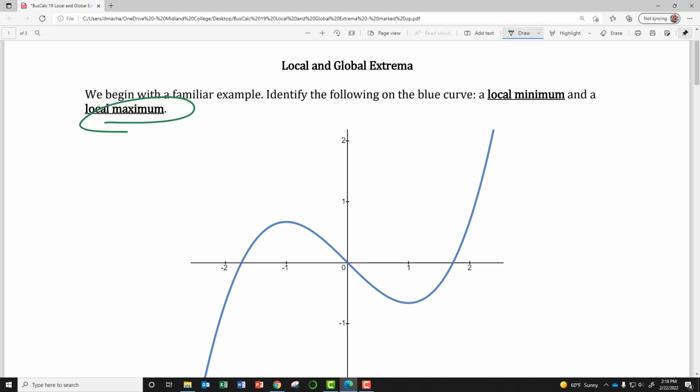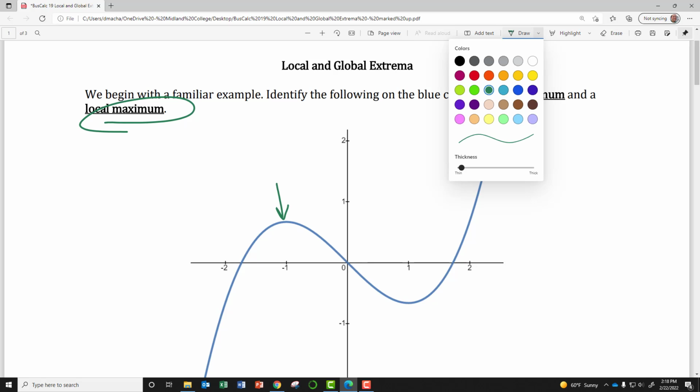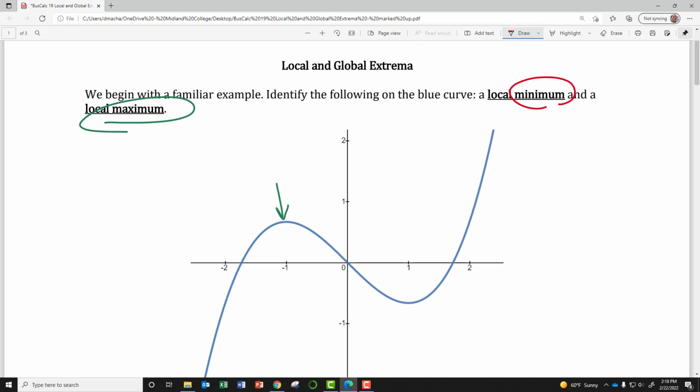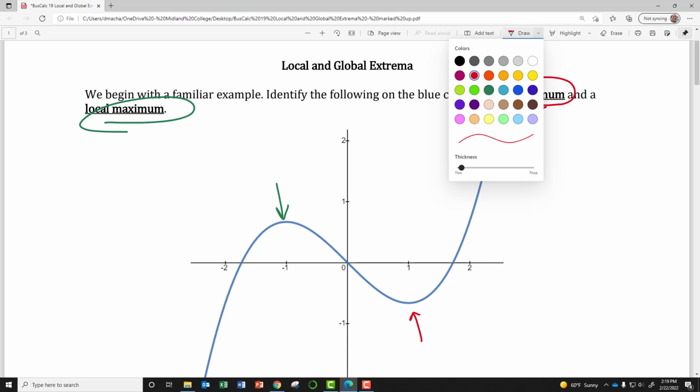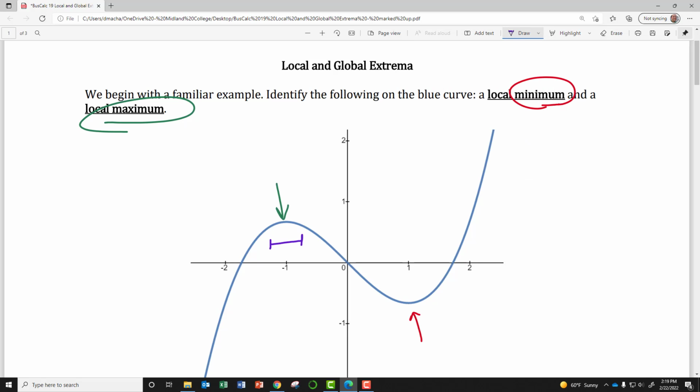Well, the local maximum is going to be right here, and the local minimum is going to occur right here. Now, these are called local minimum and local maximum because if you look at just the little neighborhood surrounding the point, this point is going to have the largest value, right? The function has its largest value at that point, compared to just the small neighborhood of input values around that region. And same thing over here with the local minimum.